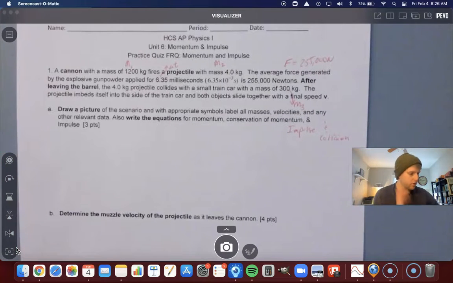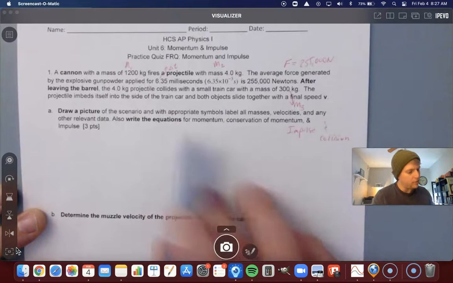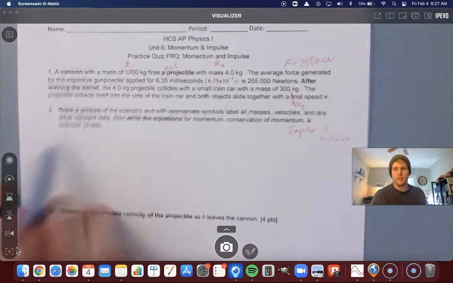Let's go into the first question. It says, draw a picture of the scenario with appropriate symbols, label all masses, velocities, any other relevant data. Also, write the equations for momentum, conservation of momentum, and impulse. Ooh, so I was kind of on the right track. We're going to need momentum, conservation of momentum, and impulse.